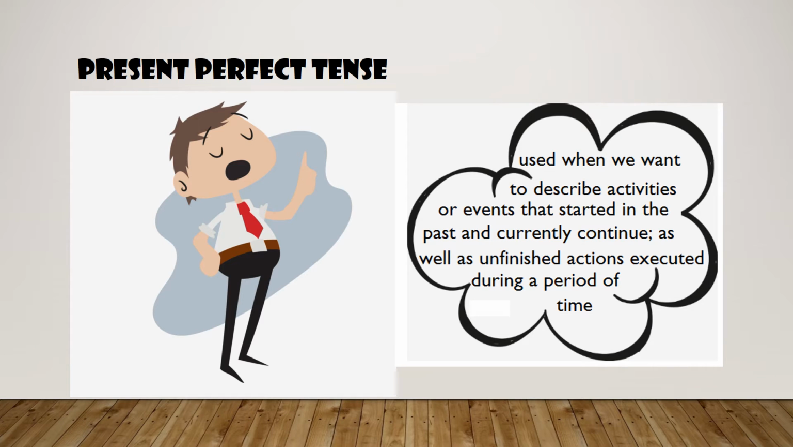In these sorts of presentations, we can introduce the students to the subject matter with a brief and overall meaning of the topic to break down. Present perfect is used when we want to describe activities or events that started in the past and currently continue, as well as unfinished actions executed during a period of time.